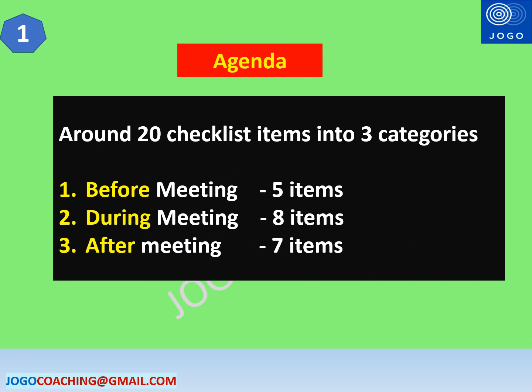I have organized around 20 checklist items into 3 categories. The first category is related to meeting preparation. The second category is related to the checklist which can be followed or used during the meeting. The third category is the checklist which can be used after the sprint review meeting.